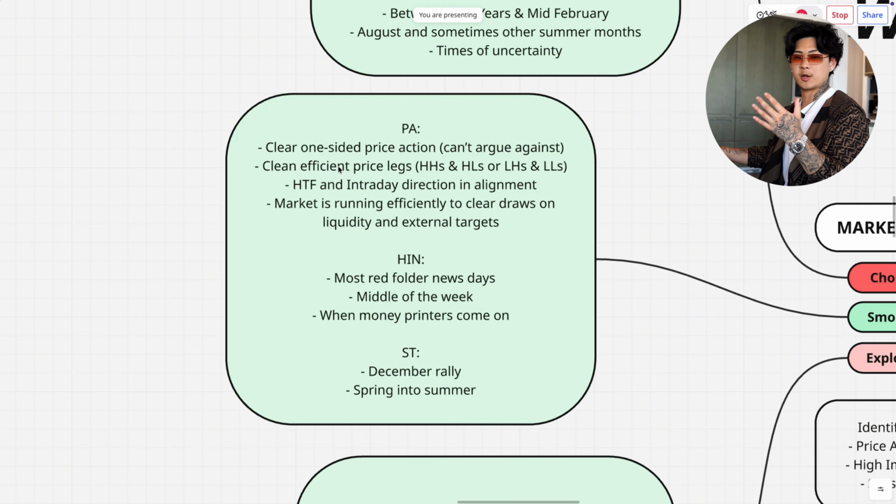So just clean stair-step price, not a lot of back and forth, not a lot of displacements down in the opposite direction, or indecisive price action. And a lot of times this happens when the higher time frame and intraday directions align. That's when it's usually the strongest, and whenever the market is running efficiently to clear draws on liquidity and external targets. So whenever there's just a clear target, most of the time a higher time frame target, it's near current price and we're just absolutely ripping to it, that is when these conditions tend to happen.